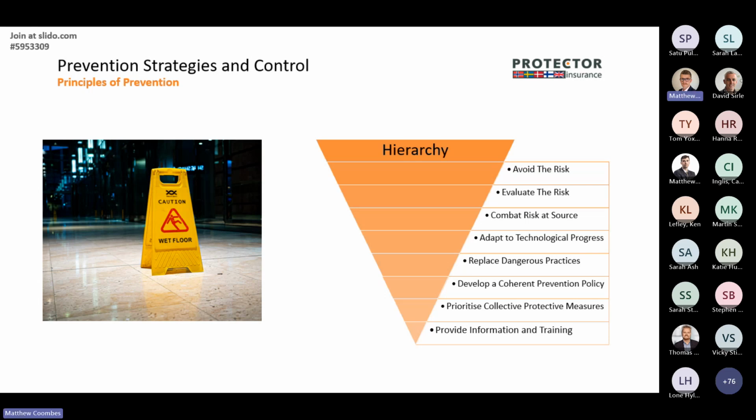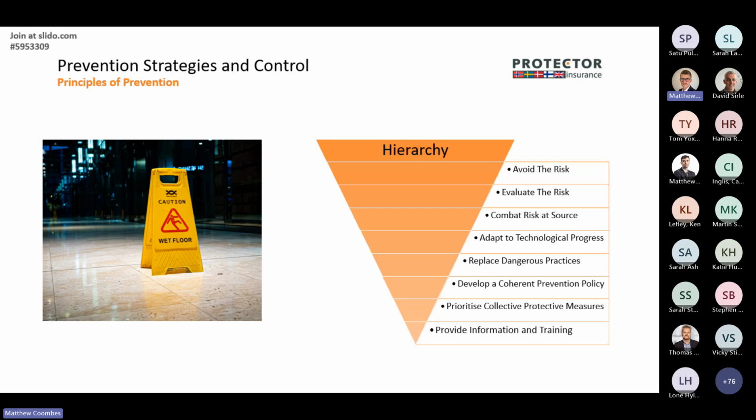Try and combat risks at source, so address hazards directly at their origin to prevent them from spreading or escalating. So repair a defective floor, replace that missing paving slab. This is much better than displaying that warning sign. Then adapt to any technological progress. So try and stay up to date with advances in safety technology that can actually help mitigate risks. This can result in an improved and much safer work environment. We'll touch on a few technological advancements a bit later on, but smart flooring is an example of this.